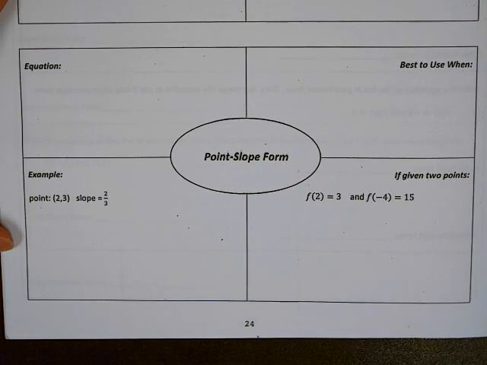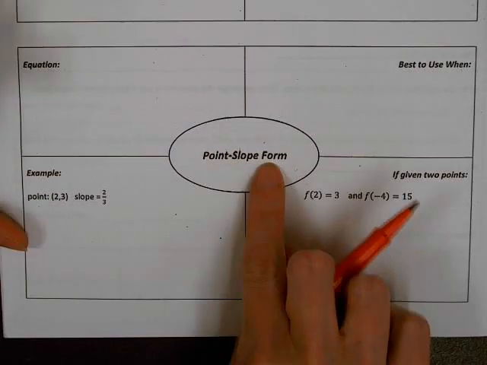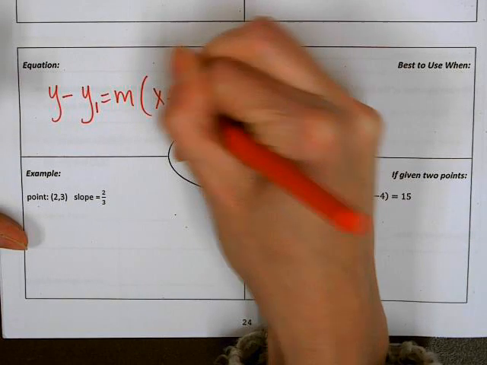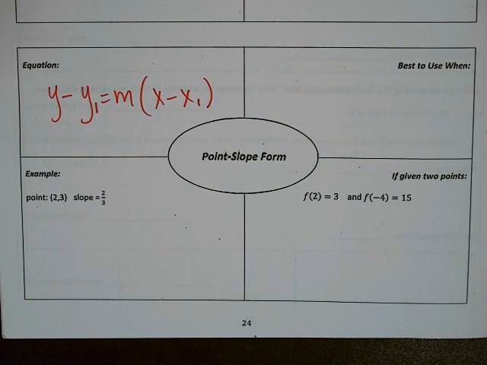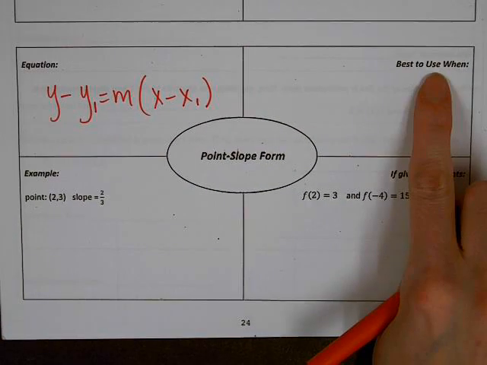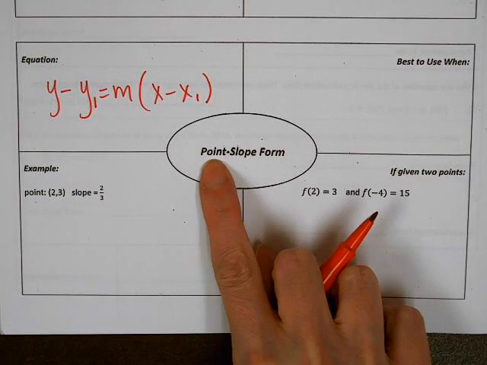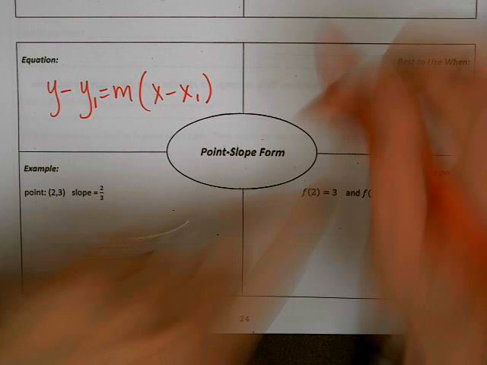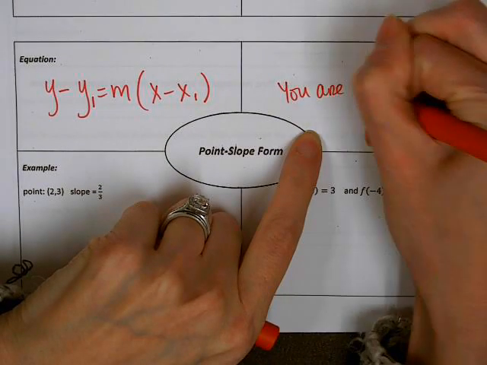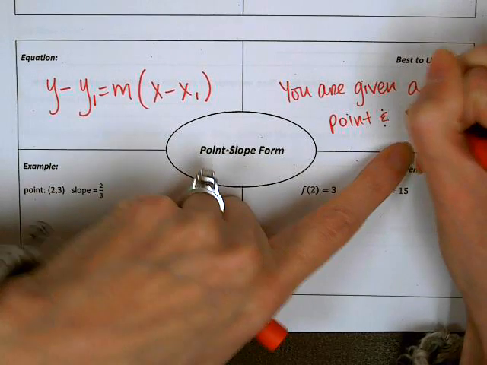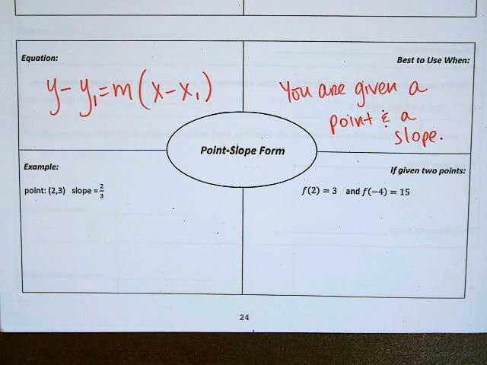Okay, so that's the old slope-intercept form. Recently, we learned point-slope form, and let's talk about what that is and when it's useful. So point-slope is your y minus y1 equals m times x minus x1. Now, when should we use it? Same kind of obvious reason: if you're given a point and a slope. So when you are given a point and a slope, you use point-slope form.